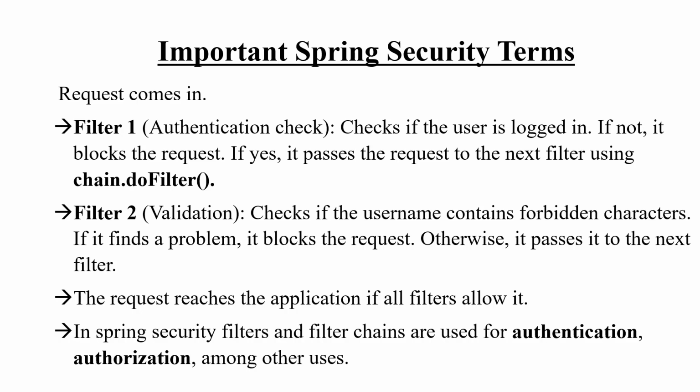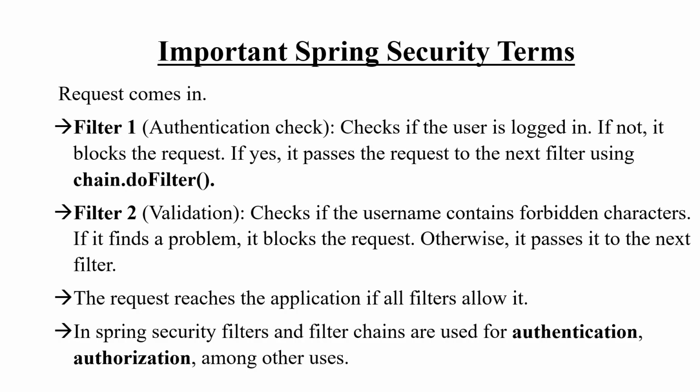A request comes in. For example, if we have a series of filters, maybe filter one is checking for authentication. It checks if the user is logged in. If not, it blocks the request. If yes, it passes the request to the next filter using chain.doFilter. This is how you pass. chain.doFilter is a method in Spring Security that passes the request to the next filter.